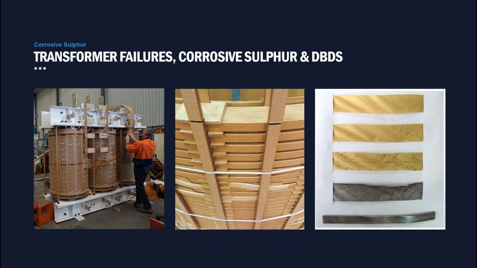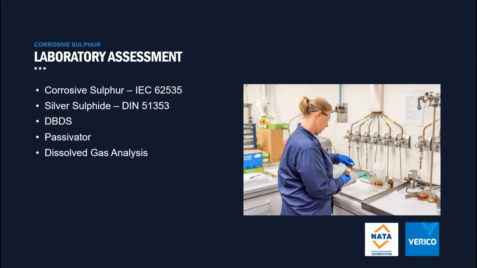And a copper sulfide deposit on the paper insulation can lead to a conductive path, and this can lead to a failure. Now, on the left, I've listed tests that we can perform on an oil sample from your transformers to help us understand the corrosive sulfur status of the oil, and therefore the risk profile of your transformer. So the IEC 62535 test is a good place to start.